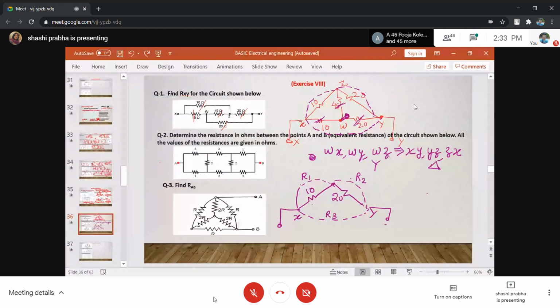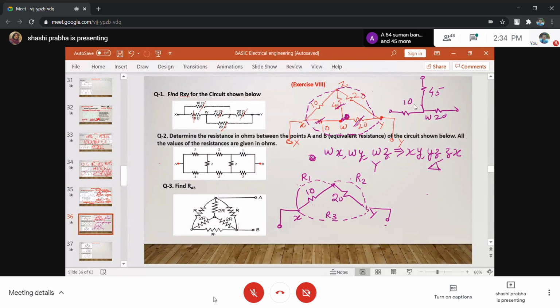So what is this? What are these dotted lines? Is it conversion of star to delta? Which star? 45, 10 and 20. If I draw separately W, Z, X and Y, can you tell me this resistance which is R1? Can you tell me this resistance which is R2? And can you tell me this resistance which is R3?